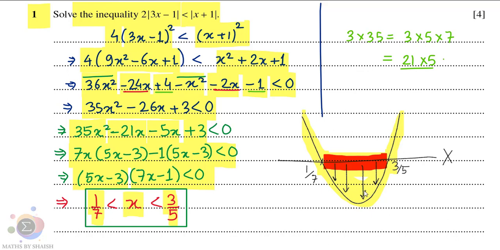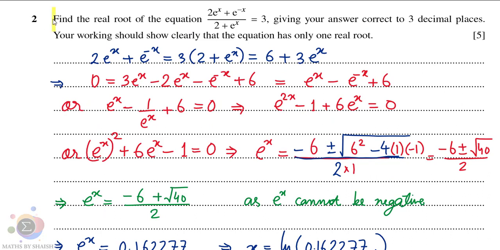Let's discuss the second part. And here's the second question. Find the real root of the equation 2e to the power x plus e to the power minus x over 2 plus e to the power x equals 3. We need to find the root of this equation, giving your answer correct to 3 decimal places. Your working should show clearly that the equation has only one real root.